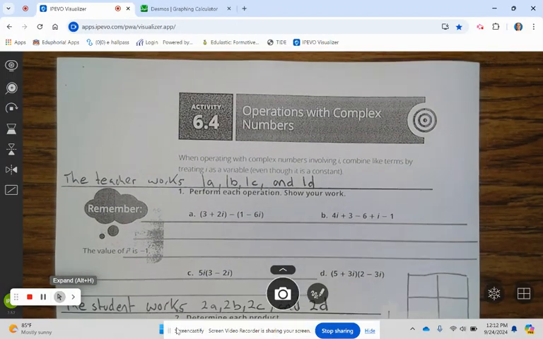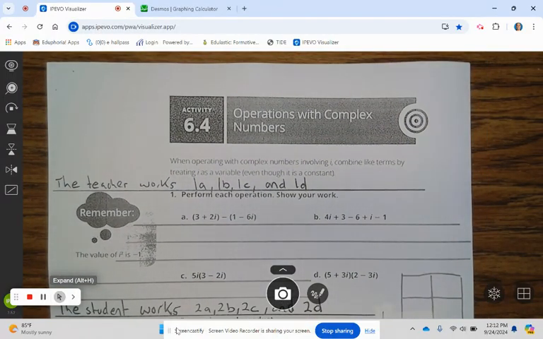Alright, activity 6.4, operations with complex numbers. When operating with complex numbers involving i, combine like terms by treating i as a variable even though it is a constant. The teacher works 1A, 1B, 1C, and 1D. 1. Perform each operation. Show your work.